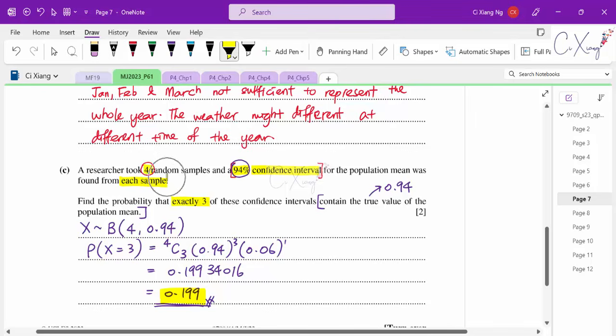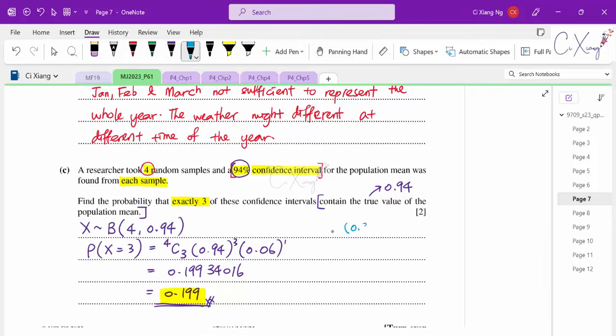So for this question, you need to be aware of how to identify a binomial distribution question. Or maybe some students will try to consider that the first confidence interval contains the population mean, which is 0.94. The second confidence interval also contains the mean, which is also 0.94. The third one is also 0.94. And the fourth one does not contain the mean, which is 0.06. And of course, you need to consider the arrangement between these. So some students might say this one is contain, contain, contain, not contain, right?